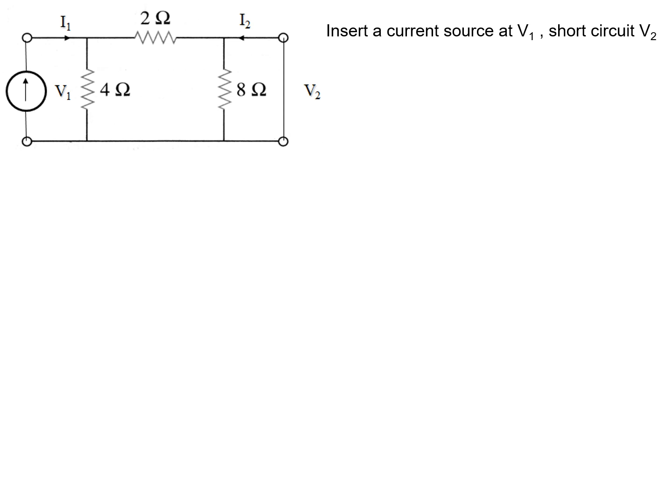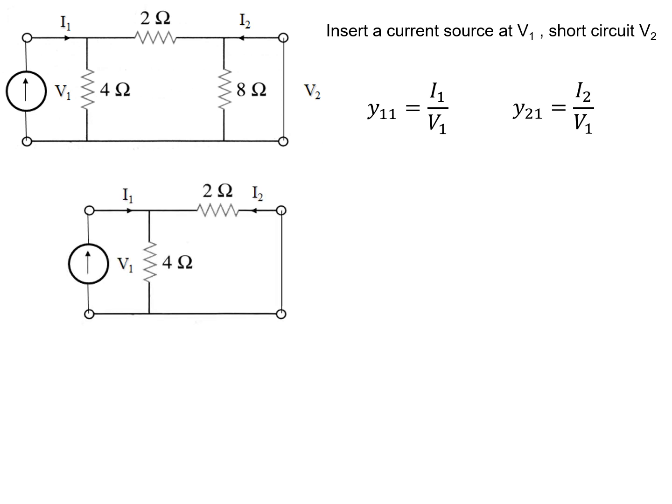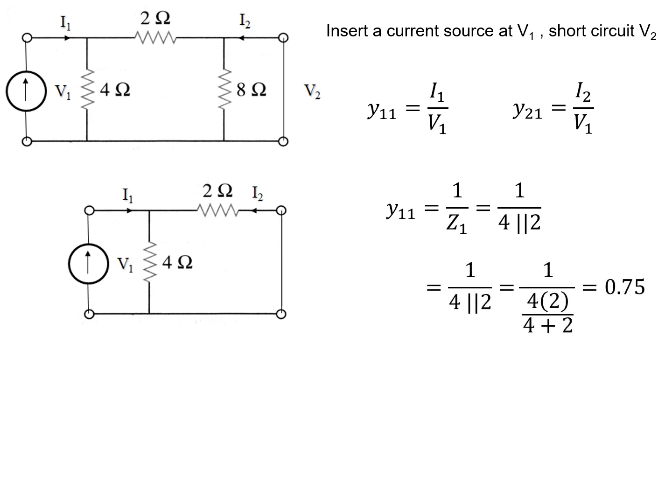Now we insert the current source at V1 and we short circuit V2. The reason is we want V2 to become 0. And Y11 equals I1 over V1 and Y21 equals I2 over V1. The circuit becomes this way because the 8 ohms has been neglected because of the short circuit from V2. So we have Y11 equals I1 over V1, or actually 1 over Z1, and that is simply 1 over the 4 ohm resistance in parallel with the 2 ohms, and we have Y11 is 0.75.